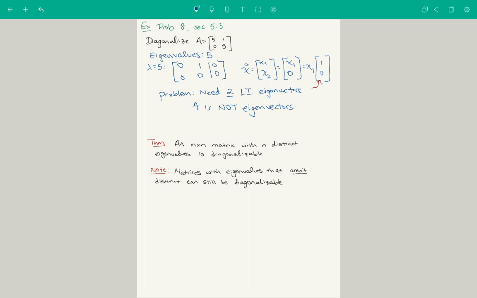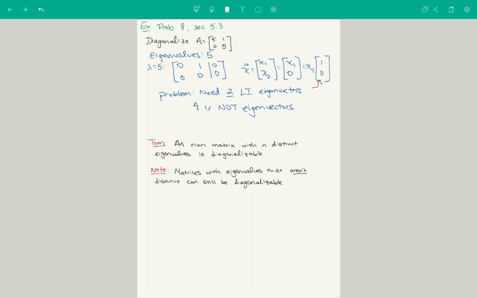An important thing to note is that if we have matrices with eigenvalues that aren't distinct, they can still be diagonalizable. So looking at problem 8, when we got to the point where we said, well, we have only one eigenvalue, which is 5, but it has multiplicity 2, that wasn't enough to tell us it wasn't diagonalizable.